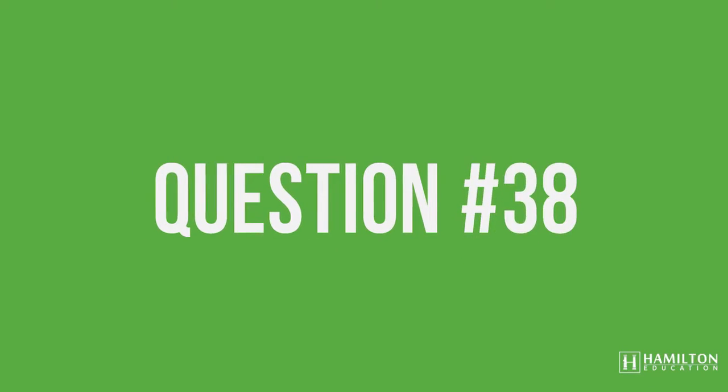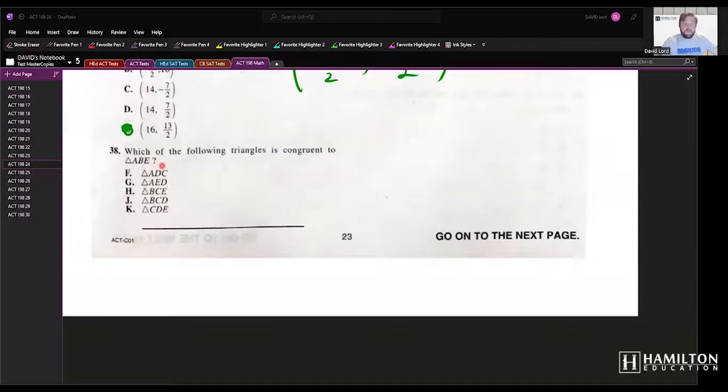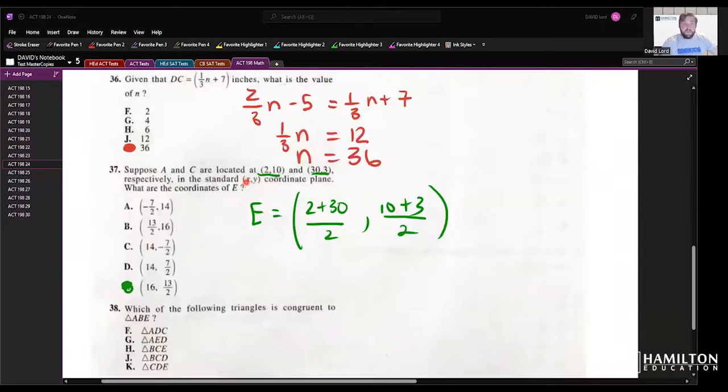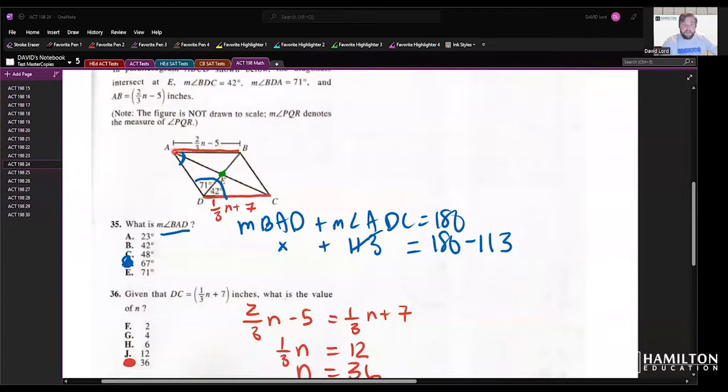Question 38. Which of the following triangles is congruent to triangle ABE? So if we scroll back up to here, we have triangle ABE right here. And so in order to show that two triangles are congruent, we need to use some of our theorems, such as side, side, side, side, angle, side, angle, or angle, angle, side.